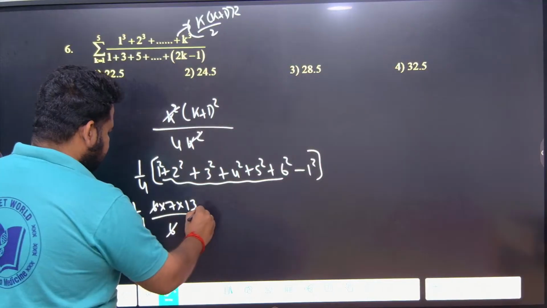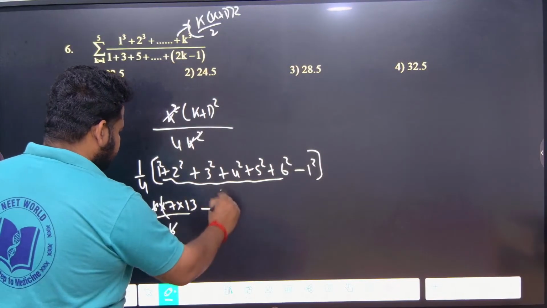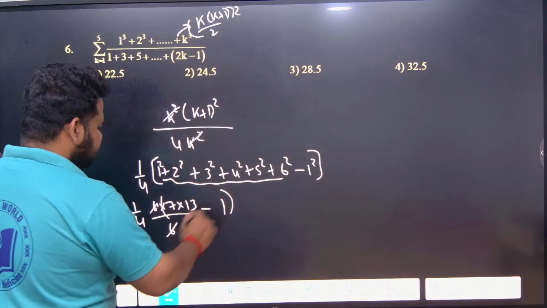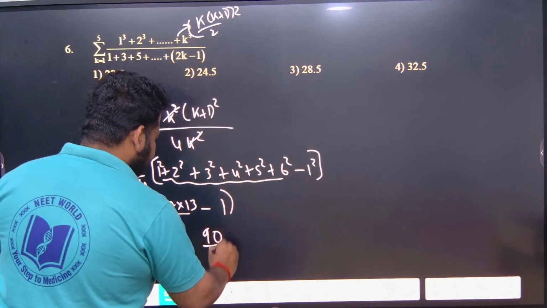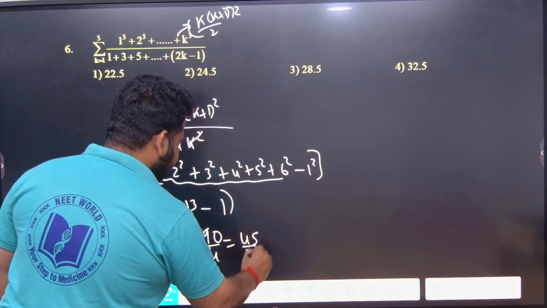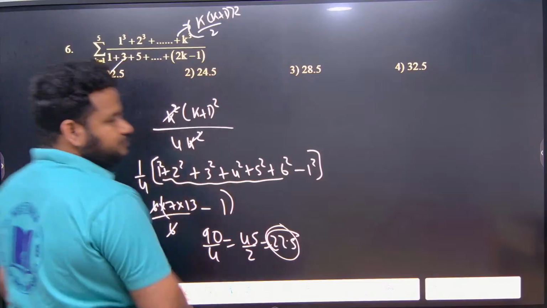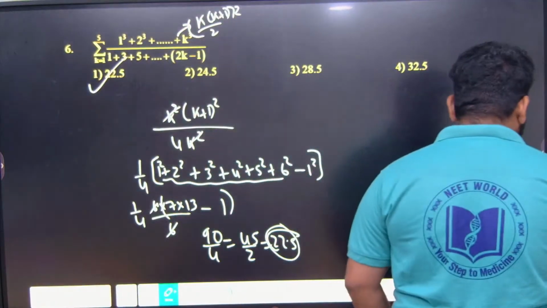This will cancel. What is this I am having? Minus 1. Okay, so this is what I am having. 13 7s are 91. 91 minus 1 is 90. 90 by 4, that is nothing but what? Nothing but 45 by 2. That is 22.5, which is the first option. Which is the first option, friends. Okay, which is nothing but the first option.